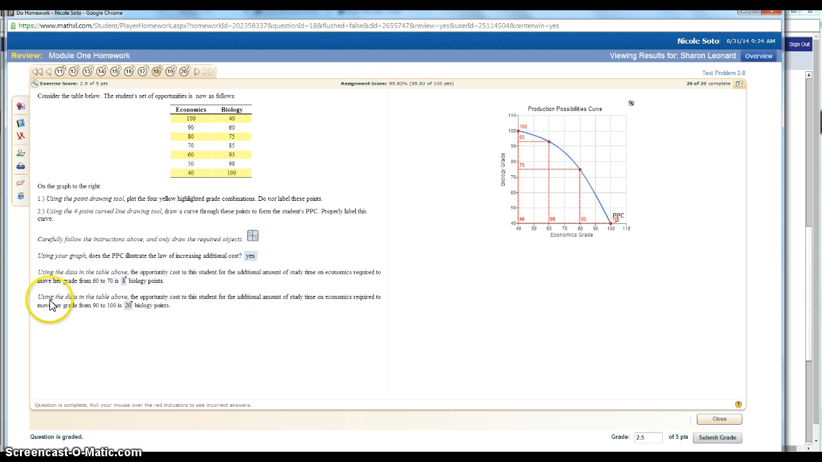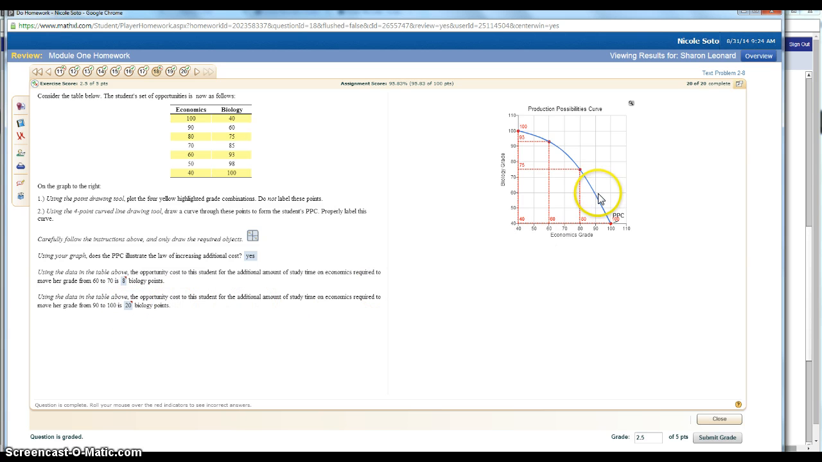So to answer the second part, using the data in the table above, the opportunity cost to the student for the additional amount of study time in economics required to move her grade from 90 to 100. As you can see here, it's going to cost her more biology points, more points on her biology grade. So, at 90, and again, I can't click on it because I'm in your exam, not in another one, but let's say it looks like it's going to be about 57 or 58. And when she's at 90, and to go to 100, it's going to bring her all the way down to 40.